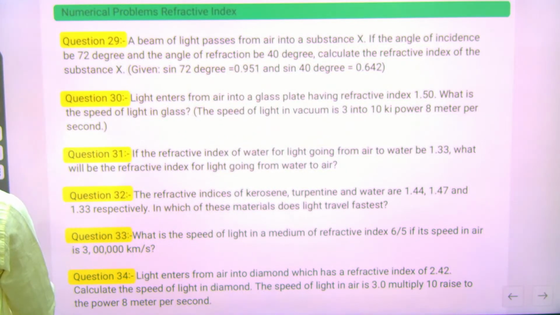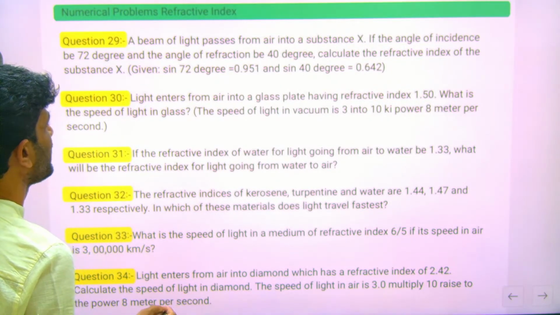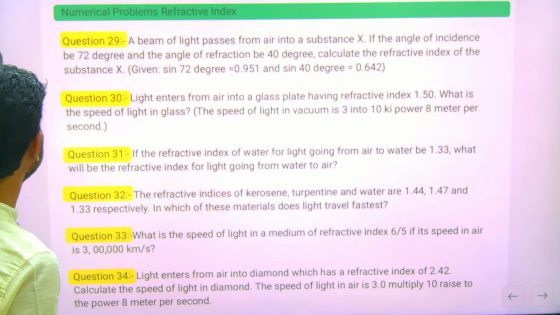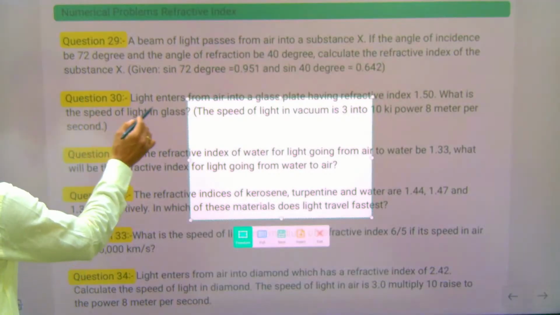Let us see this. Light enters from air into a glass plate having refractive index 1.50. What is the speed of the light in the glass? If this type of question is given, how to do it?